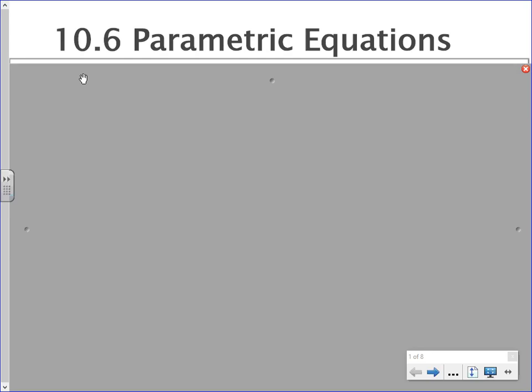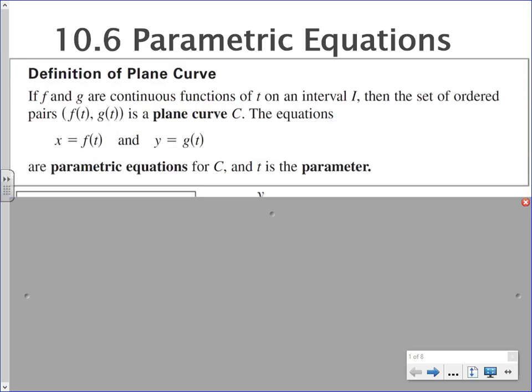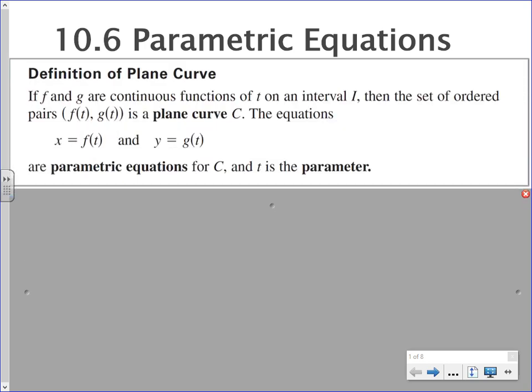Okay, so parametric equations. Notice how it is plural. There's an S on the end there. What's happening? Just take a moment to look at this. Please don't write it down quite yet.